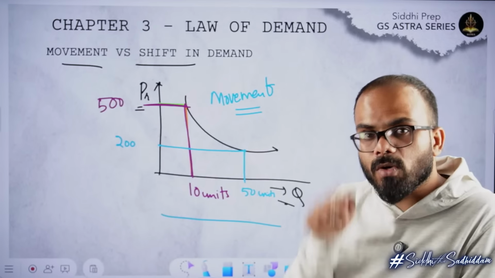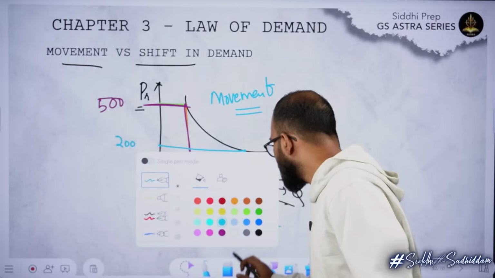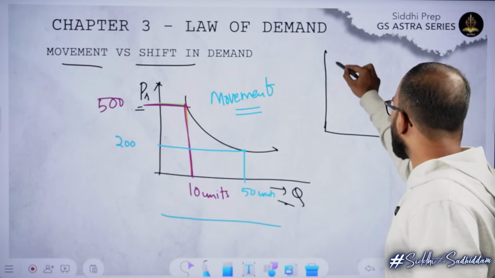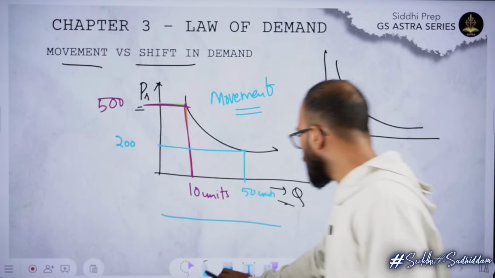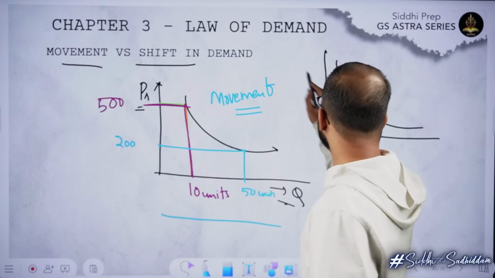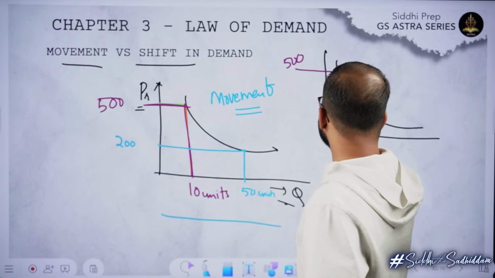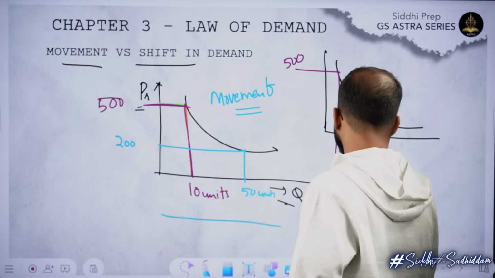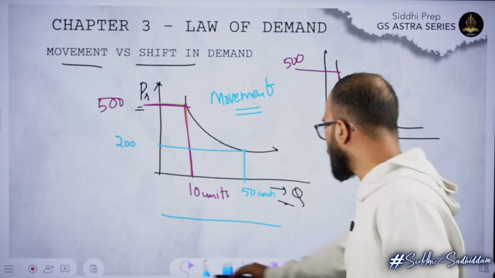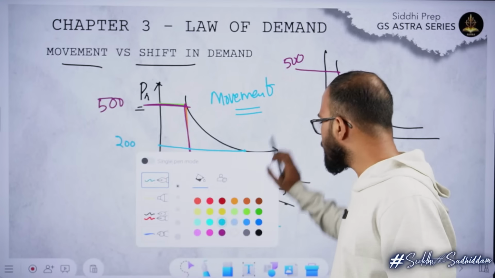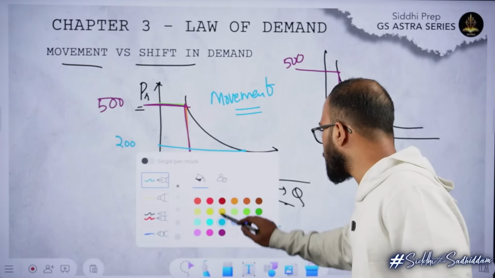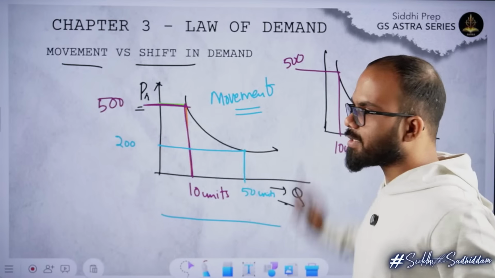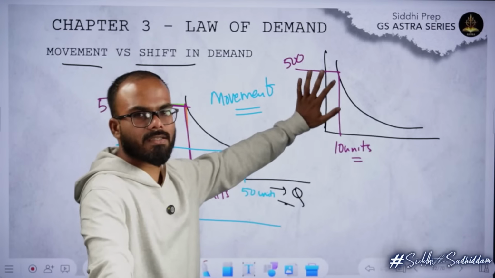But there is one more word that is possible, that is shift of the demand curve. The meaning of shift of the demand curve is, earlier this is the demand curve, where in the earlier scenario, let's say for 500 rupees, quantity demanded is only 10 units. This is the original scenario. This was the scenario there in the market at this point of time.